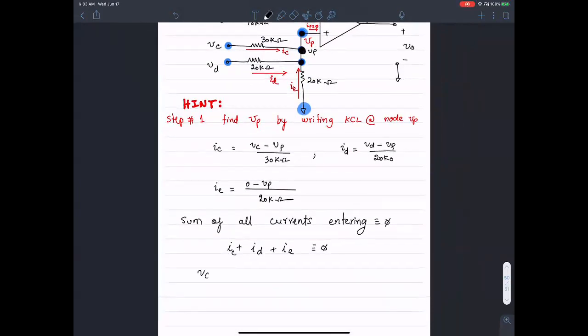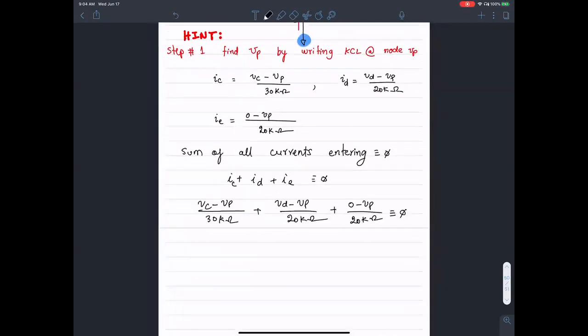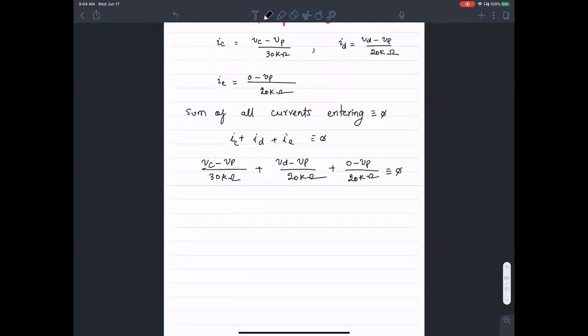Okay, so VC minus VP over 30 kilo ohms plus VD minus VP over 20 kilo ohms, plus 0 minus Vp over 20 kilo ohms, all of that equals 0. Okay? That is KCL, sum of all the currents. Now what I do is I manipulate the equation. Let's see something in the chat window.